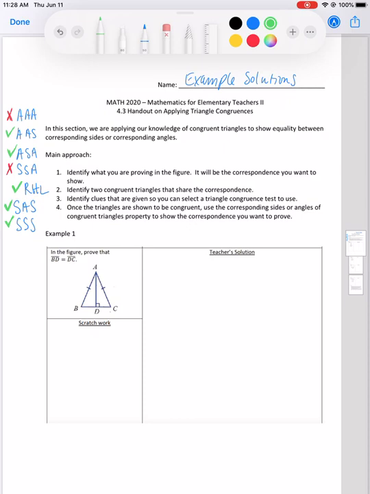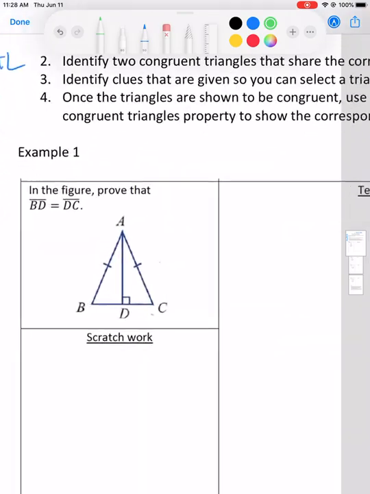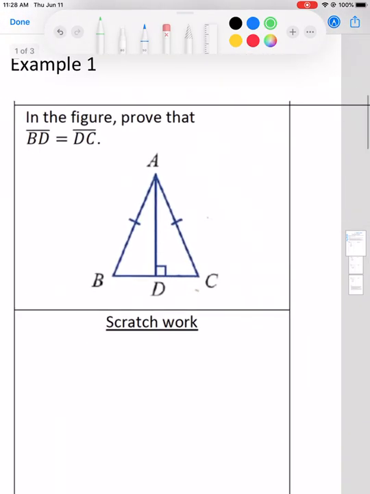Remember that we're going to look at clues in our figure with marks or what's given in our sentence to see if we have the correspondences we need to use the congruence test. Here's example number 1. In the figure, prove that BD is equal to DC. So I'm going to zoom in here. This is what we need to prove, so I'm going to highlight that in green. BD is equal to DC. These 2 segments here we need to prove are equal.